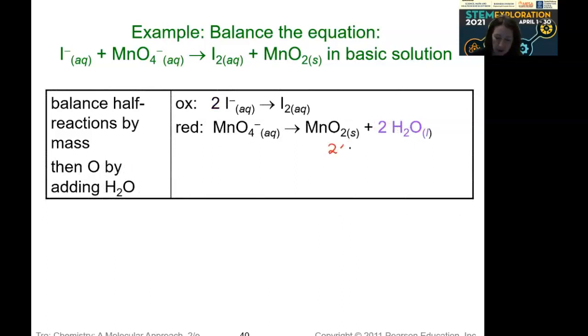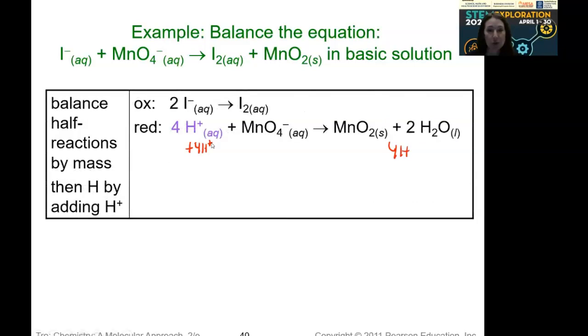So now we have 2 O's and 2 O's, 4 O's. Our O's are balanced. But now our hydrogens are not balanced, right? We have 4 hydrogens over here, so we need to add 4 H pluses over here. You balance hydrogens with H pluses. So we added our 4 hydrogens over here.